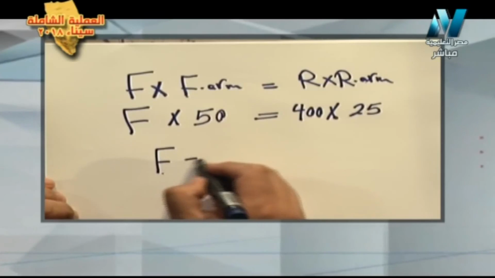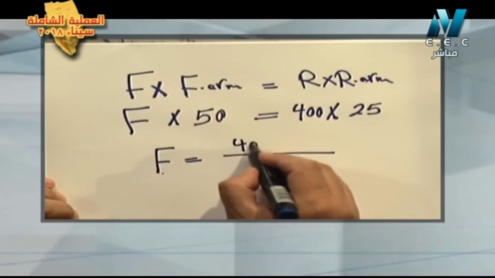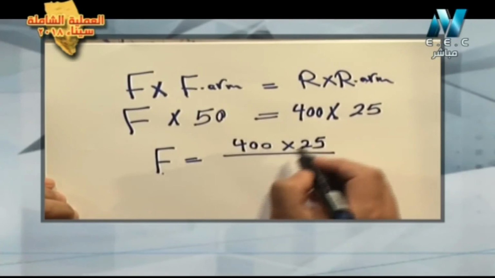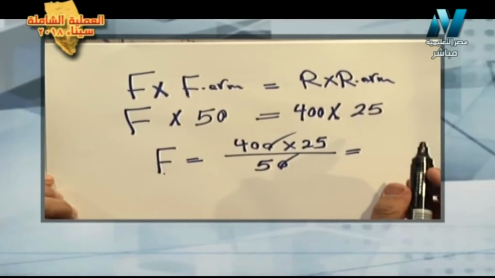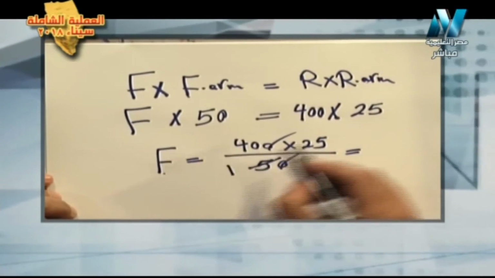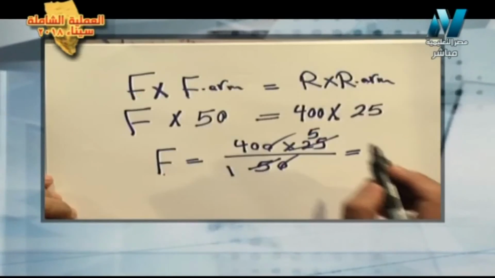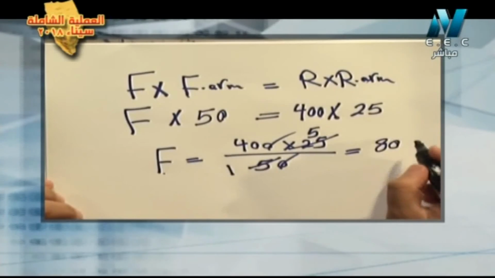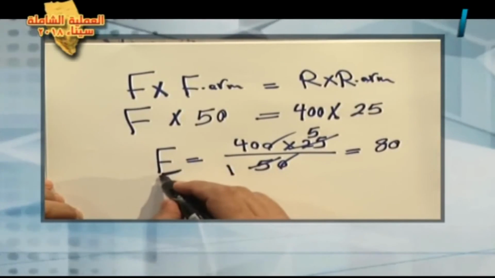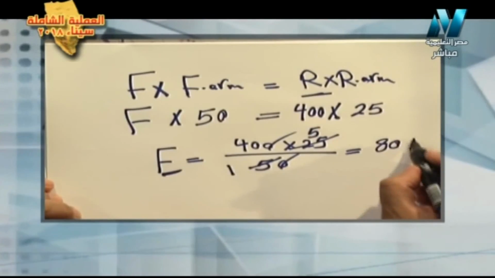Effort force equal what? 400 by 25 over 50. So I can deal with this 0. Divide 5 equal 1. Divide 5 equal 5. So 40 by 5 equal 80. Okay. 80 what? Effort force has the same value of the resistance, 80 Newton.